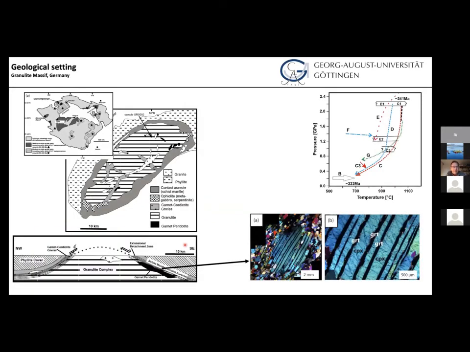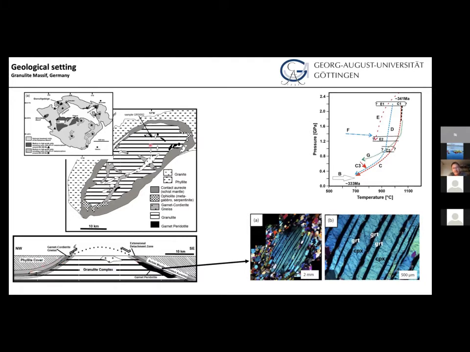And the example I would like to show you is from the Granulite massif in Germany, where you have the famous type locality of the granulite block, which is surrounded by a corona of schist, a rim of schist, and another area surrounding that where you have phyllites, right? So low temperatures. If you look at the published cross section, you see the granulite complex in here with the different covers, with the mantle schist and the phyllite cover.